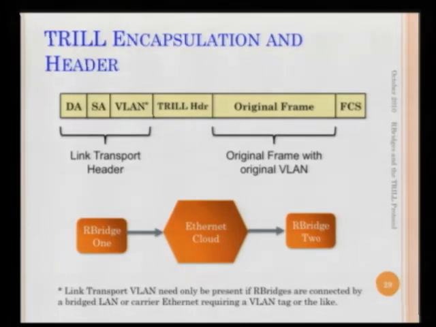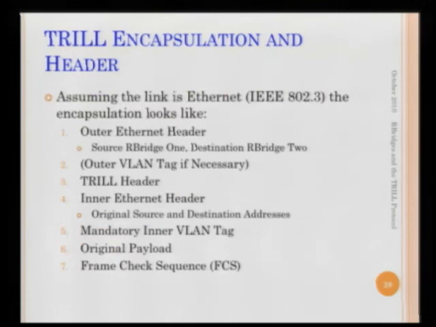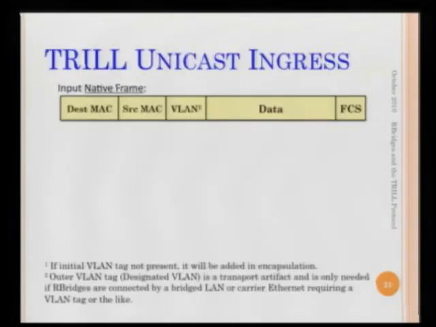And for Ethernet, you need to have a destination and source MAC address and a frame check sequence on the end. This shows a VLAN there, which is just for the general case. If you have just a piece of wire between two RBridges, there's no reason for this outer VLAN. The actual VLAN of the native data is preserved inside the original frame, inside the encapsulation.